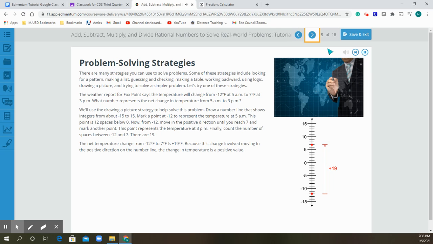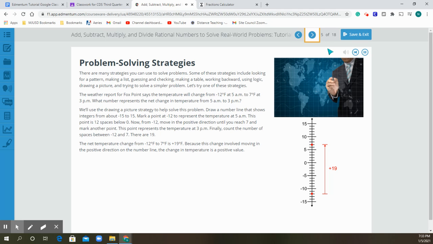Problem-solving strategies. There are many strategies you can use to solve problems. Some of these strategies include looking for a pattern, making a list, guessing and checking, making a table, working backward, using logic, drawing a picture, and trying to solve a simpler problem. Let's try one of these strategies.